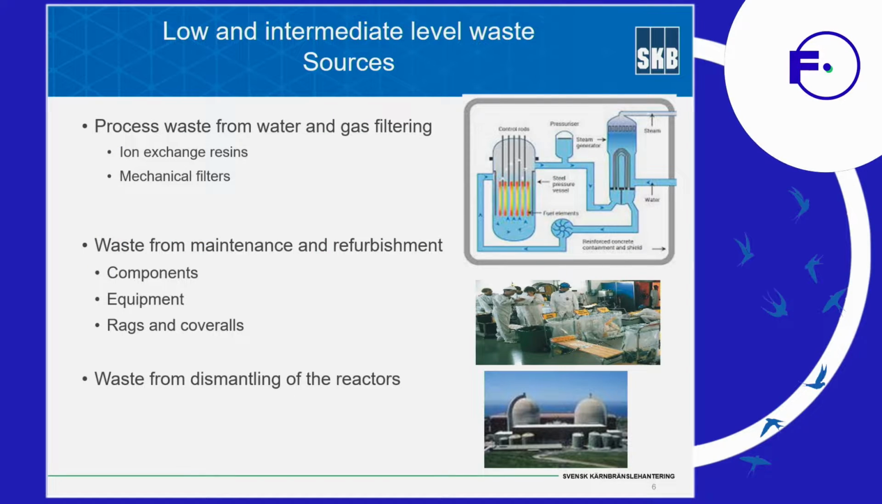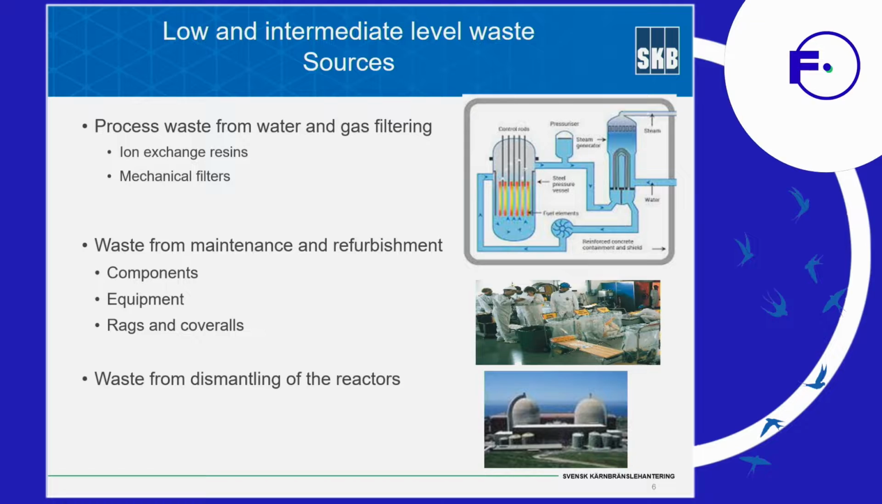The source of the radioactivity in the low and intermediate level waste comes from the water which circulates through the reactor and cools the reactor. And this water can have radioactivity in it from activation, or that some radioactivity has leaked out of the fuel. The water is continuously being cleaned in filters and in ion exchange resins. And this is the process waste from the reactor.